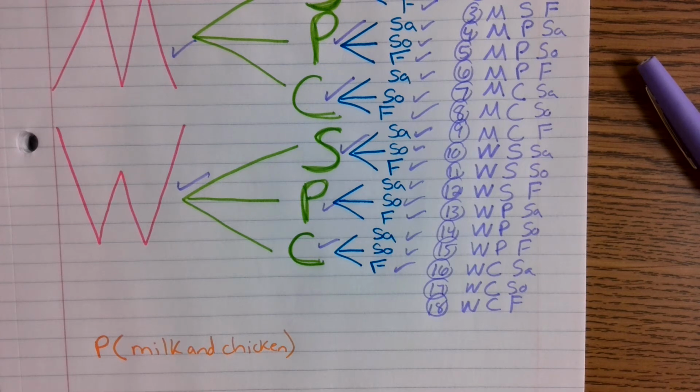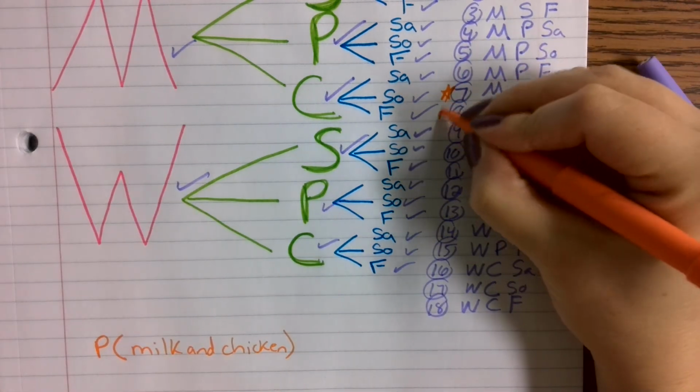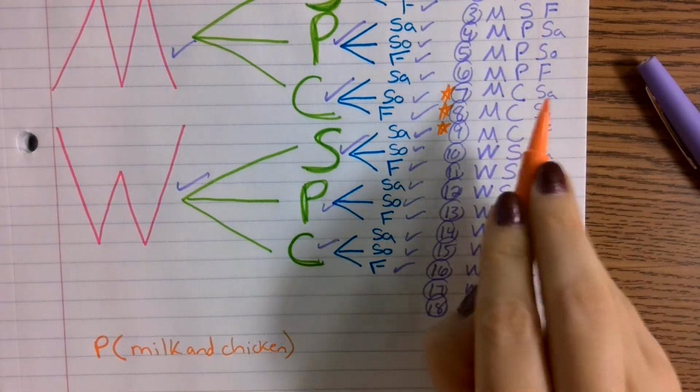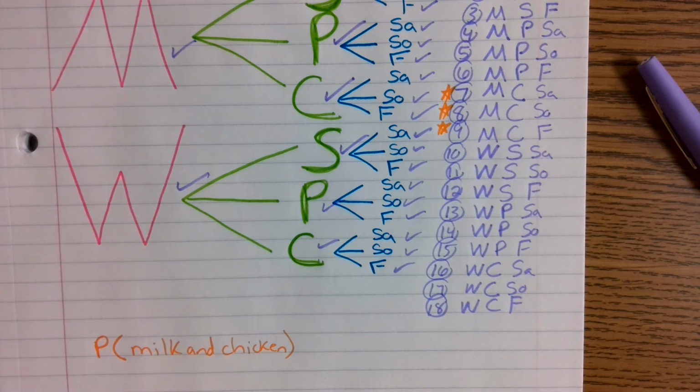Just tell me which numbers. Trey? 7, 8, and 9. Those are the only ones that have both milk and chicken. Notice the word is "and." That means it has to have both of those items in the sample space for it to satisfy.